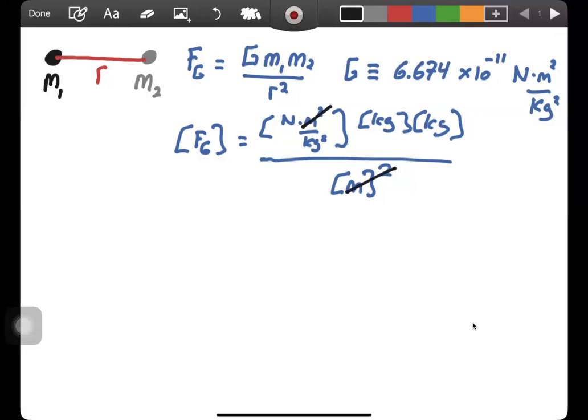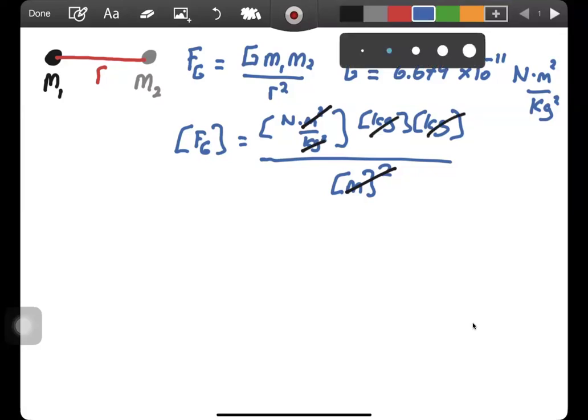That just would become unity, i.e. 1. And then look at this. We have a kilogram times kilogram, which is kilogram squared, but then we have a divide by kilogram squared. So that just becomes 1 as well. And you see how the units for gravity is just newtons. So it makes sense that the gravitational constant is going to have units of newtons times meters squared divided by kilograms squared.